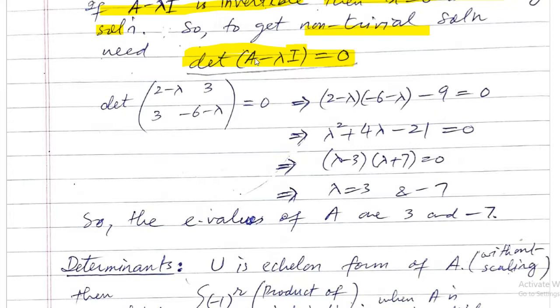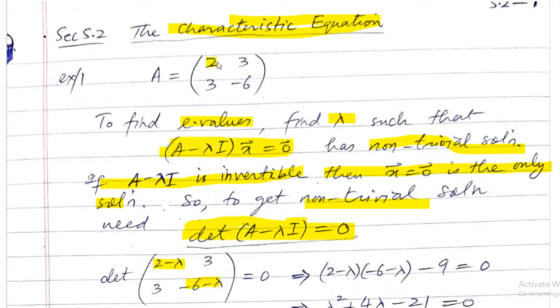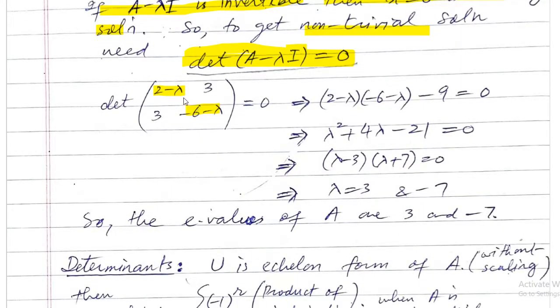So if I write A minus lambda I, simply remember, you subtract lambda from the diagonal elements only. That's it. 3 and 3 will remain the same. Now what is the determinant? You multiply the diagonal minus the off-diagonal, so I multiply diagonal minus off-diagonal equal to 0.